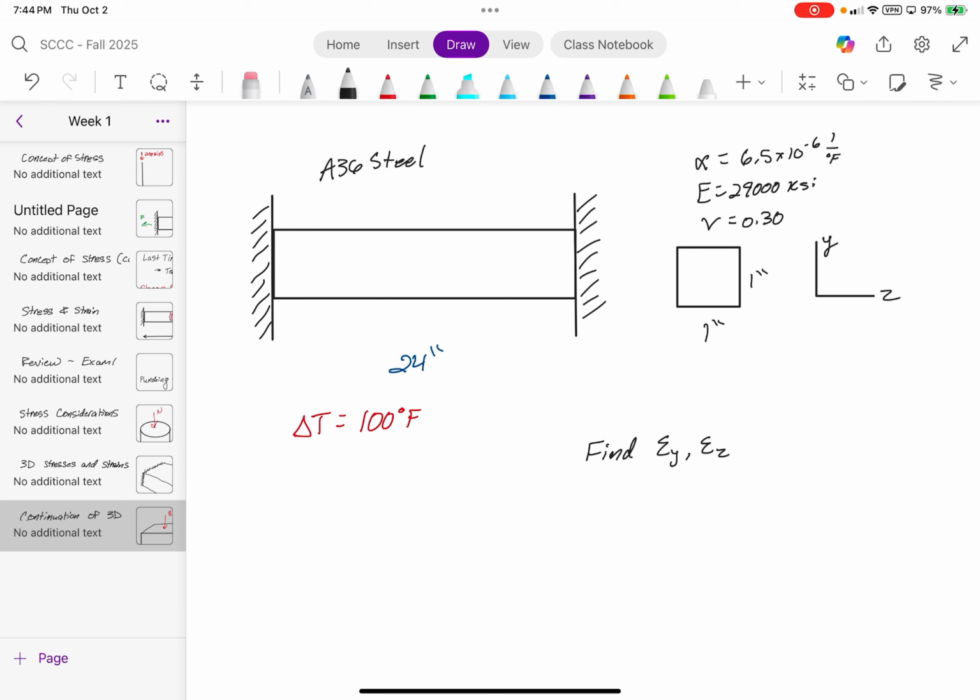You need to compute the force in the bar due to the temperature change. We did this with the rail problem last class. The only difference now is I'm asking you guys to find the lateral strains due to the temperature increase.